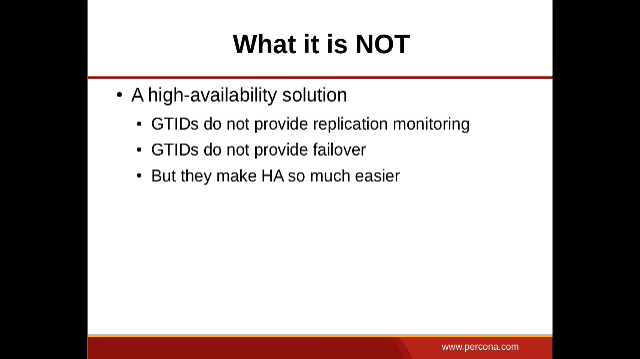So if the master crashes, GTIDs will not be able to elect a new master and reconfigure replication everywhere. You still need replication monitoring, you still need scripts to provide failover. However, they make high availability much, much easier, simply because the difficult part when you have to perform failover is handling the different positions everywhere. And this part is gone.